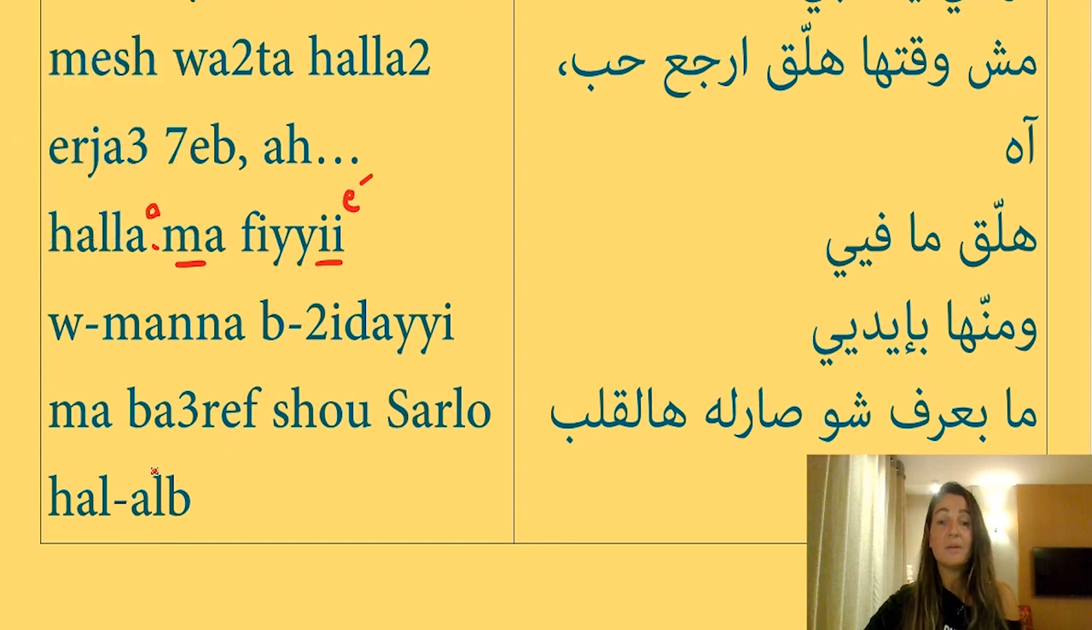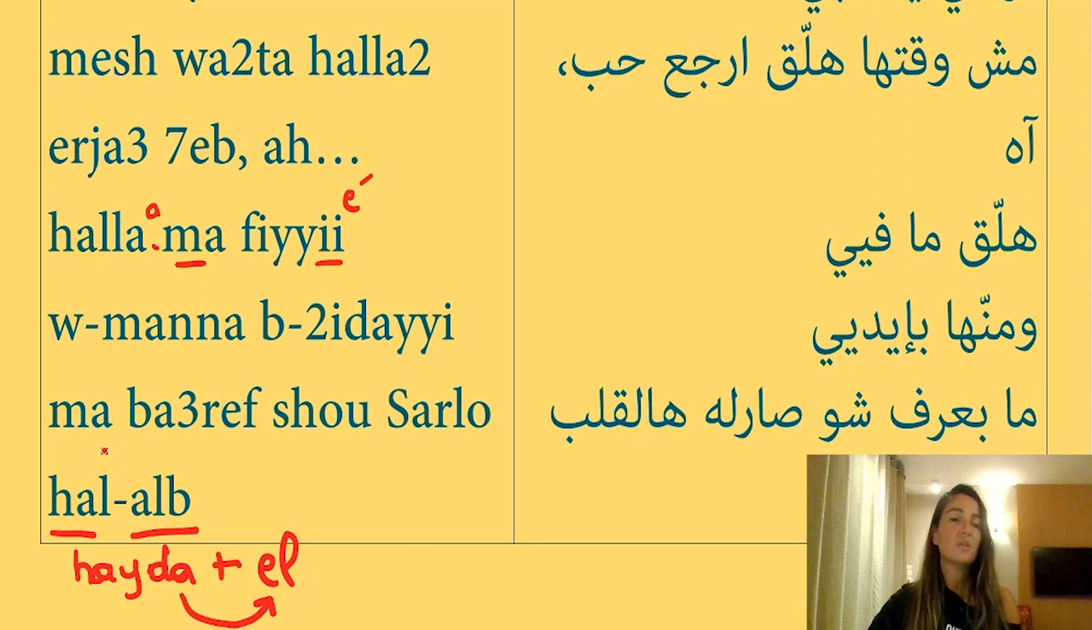If we take the word هل قلب, we can even break it down further. قلب means heart. هل is the abbreviation of هيدا, which is this, plus إل, which is the. Hayda plus il, we don't pronounce it haydal, we say haydal. But here she used the abbreviated form, which is hal. Hal alb, this heart. I don't know what happened to this heart.